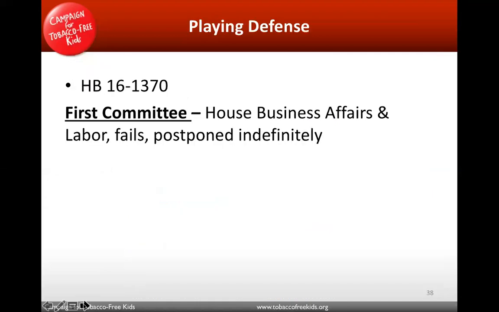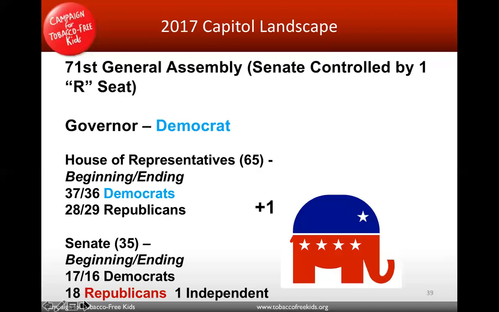Thankfully, that bill was promptly defeated in its first committee hearing, and we lived to see another day and really were able to minimize any further damage that might come from that bill in terms of impacting or inhibiting any future work at the local level. Next slide. So coming off of that session, the elections of 2016 led us into the session for 2017.